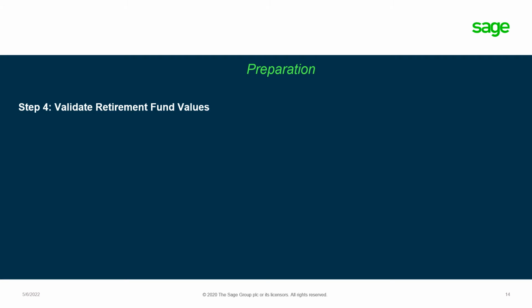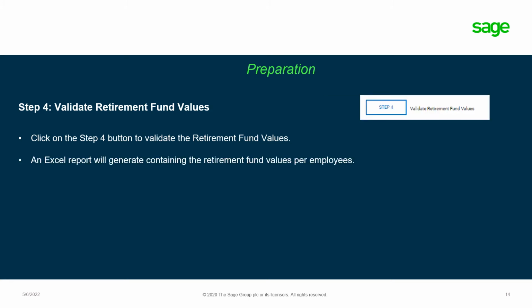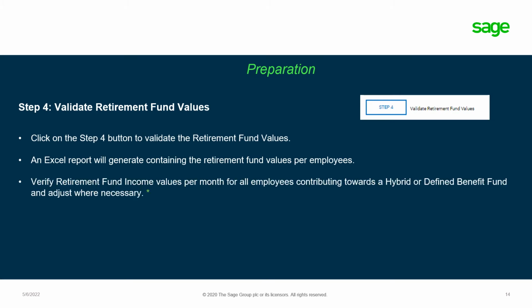Step 4. Validate the retirement fund values. Click on the Step 4 button to validate the retirement fund values. An Excel report will generate containing the retirement fund values per employee. Verify retirement fund income values per month for all employees contributing towards a hybrid or defined benefit fund and adjust where necessary. You will need to validate that the employee was linked to the correct fund and that the contribution values are correct.